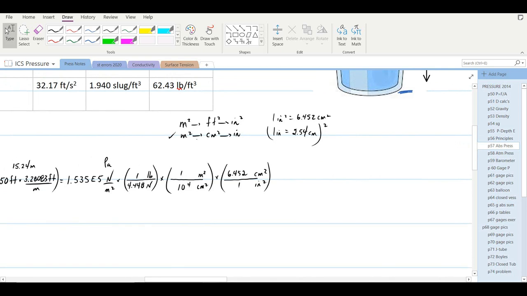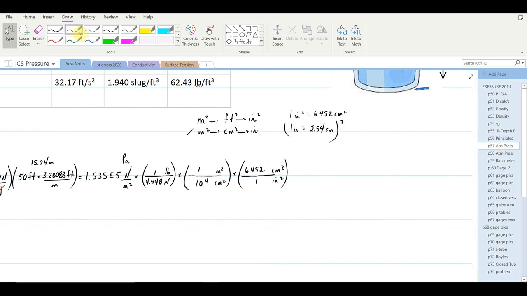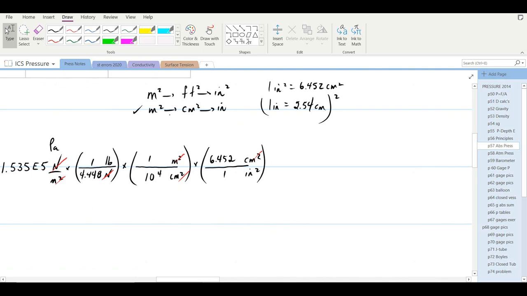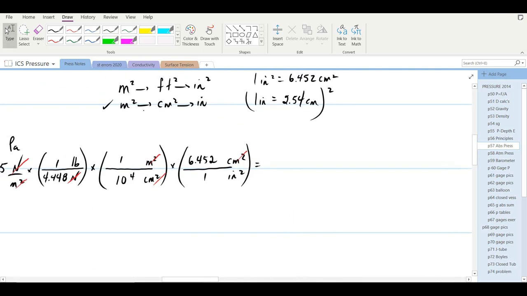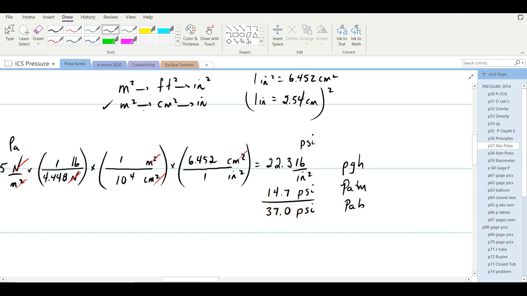And if you work through all of that, you should get units of pounds per square inch. Let's see. Newtons are gone. Square meters are canceled. Square centimeters are canceled. We're left with pounds per square inch. And the value for that works out to be 22.3 pounds per square inch, or PSI. So that's the pressure due to the depth of the fluid. That's rho gh. If we add to that atmospheric pressure, which was given as 14.7 PSI, then the absolute pressure, or total pressure, works out to be 37.0 PSI at a depth of 50 feet in seawater.